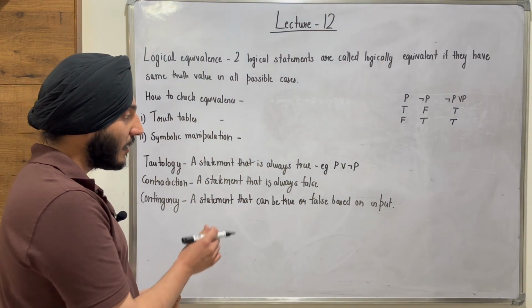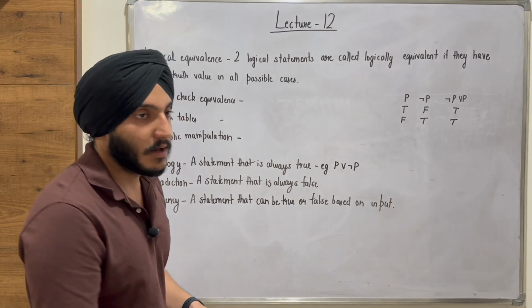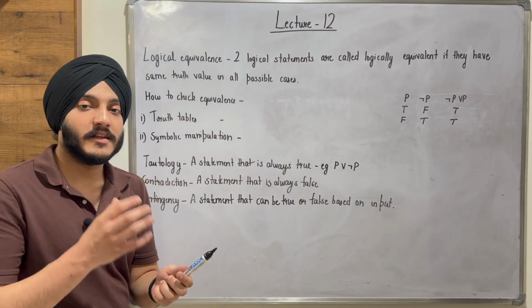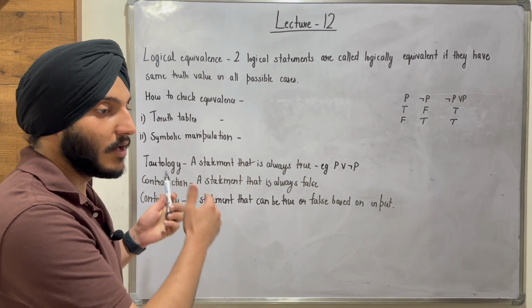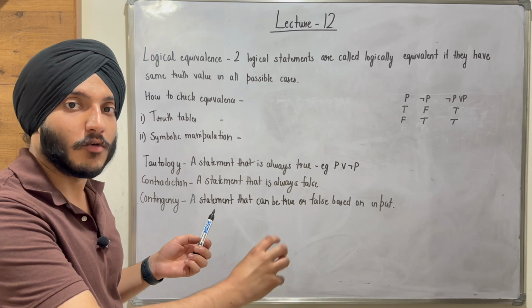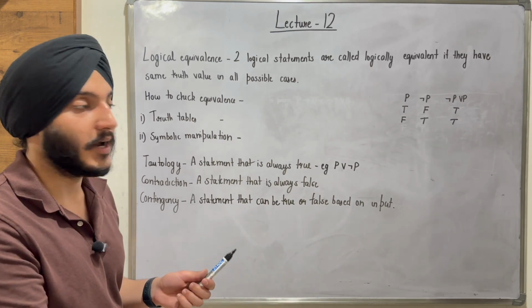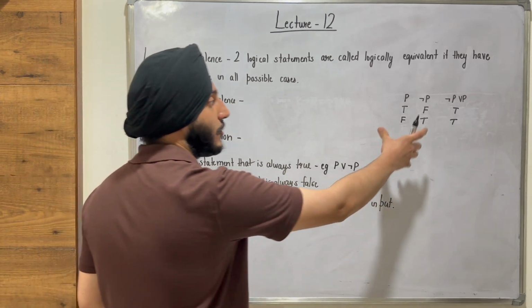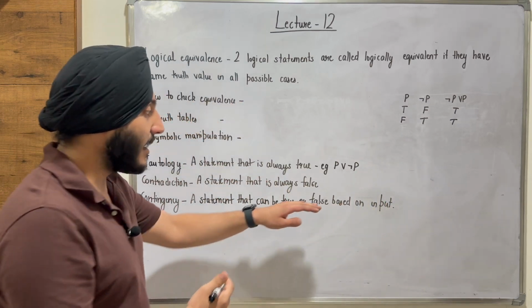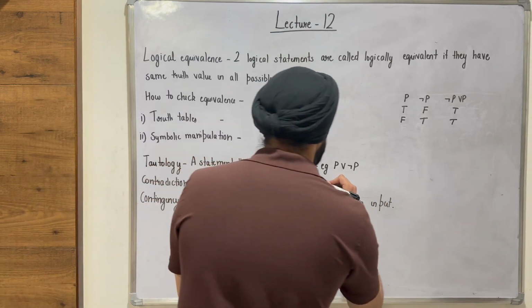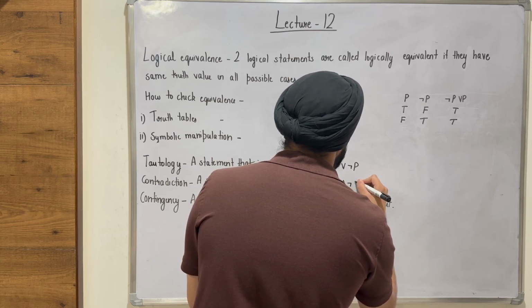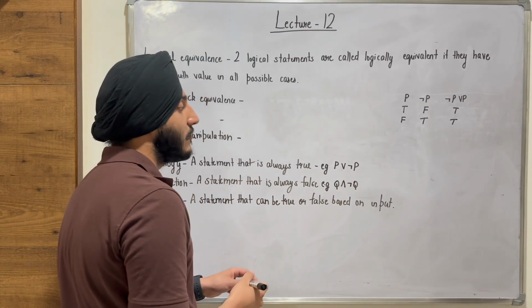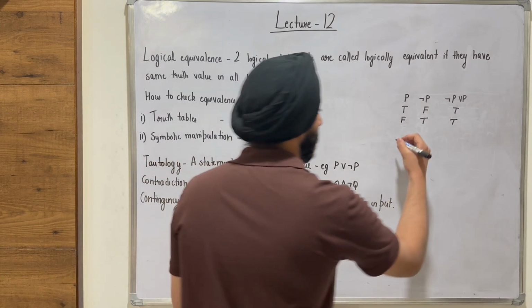What is a contradiction? A statement that is always false. Statement always false means, let's say whatever variables I have, p, q, and whatever logical statement I have, any inputs that I put in, it always results in a false value, right? So basically the opposite of this over here. An example in this case can be q and negation of q, right? So let's take a look at this example now.